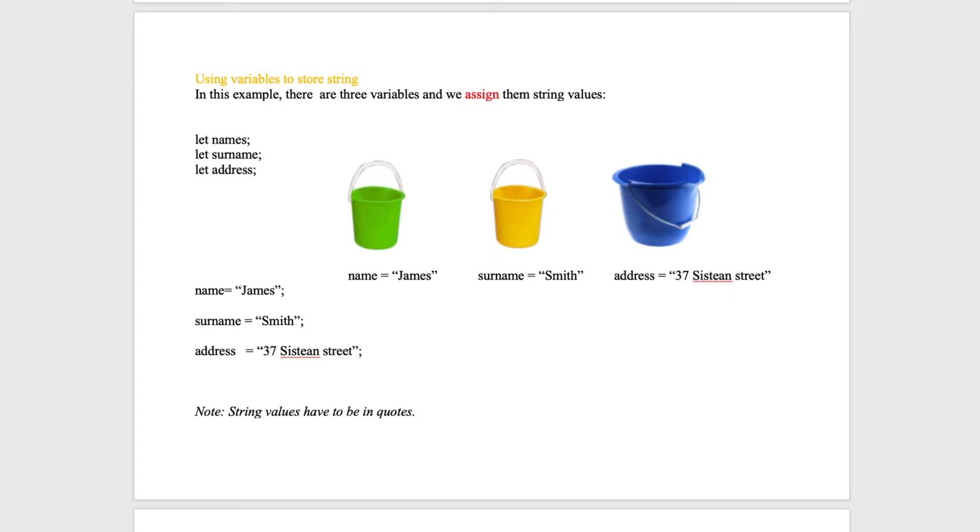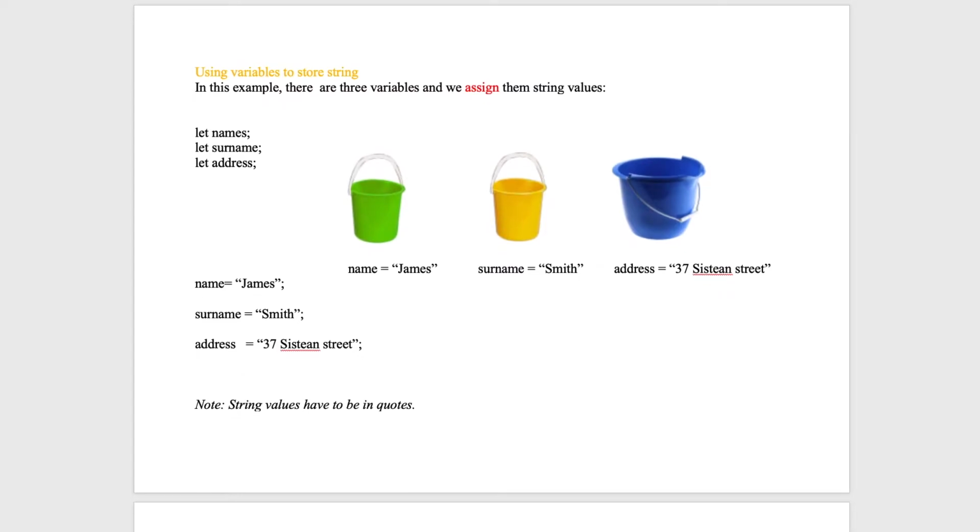Using variables to store strings. Strings is just text or characters. In this example, there are 3 variables and we assign them string values. So the 3 variables are name, surname and address. In this one, we say let name equal James. In this one, we say let surname equal Smith. And in this container, we say address equals 37 Sistine Street. Important to note that string values have to be in quotation marks, as we've seen here.